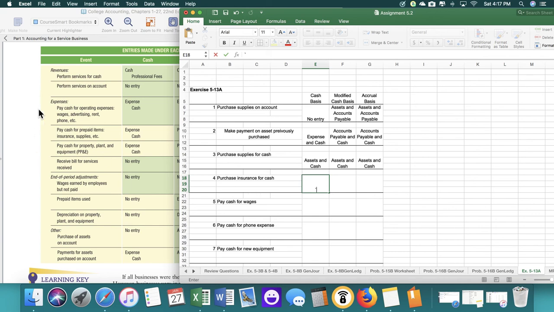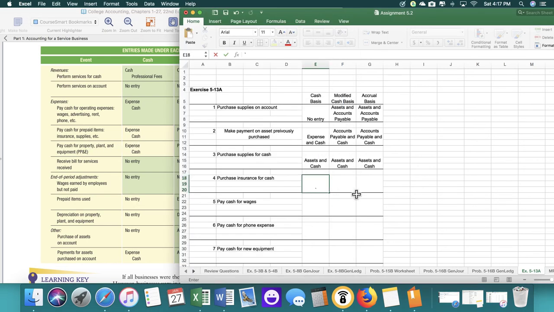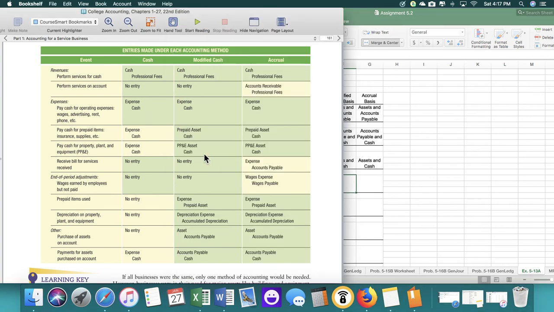Purchased insurance for cash. So here, pay cash for prepaid items. So it's going to be expense in cash for the cash basis. For the modified and accrual basis, it's going to be prepaid asset and cash.